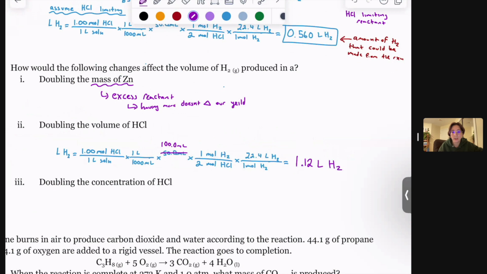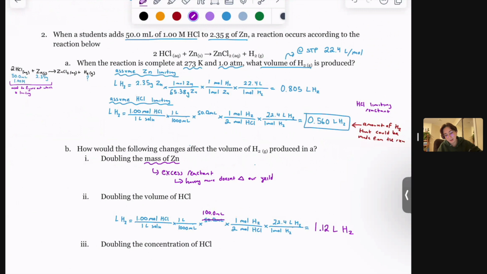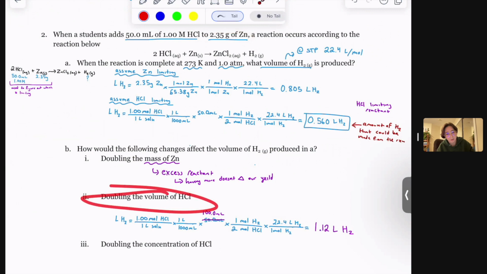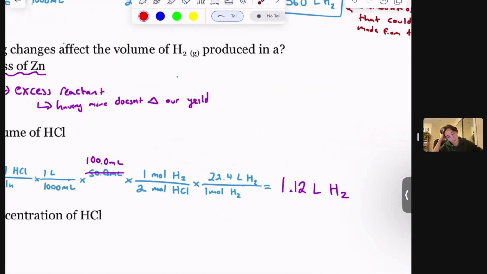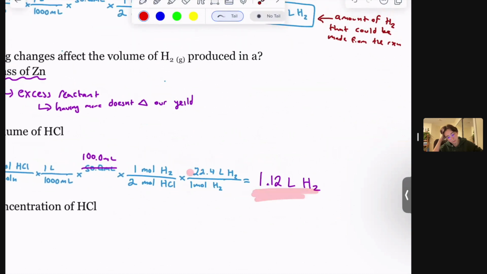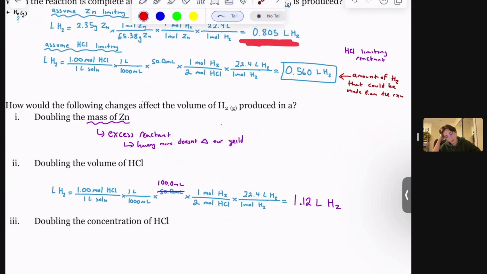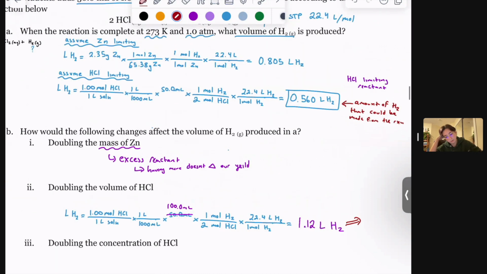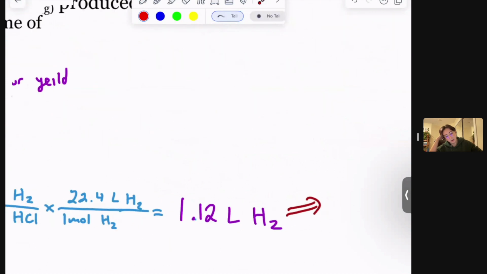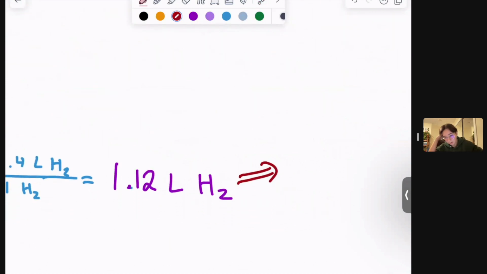And for each of these, it's saying if you double the HCl, but everything else matched your original. So if I had this much zinc, but now I have 100 milliliters of the HCl. What you're going to compare is, can you actually make this much hydrogen gas? And you're going to want to compare it to your original values. Notice now this number is bigger than this number. Now my HCl is excess.